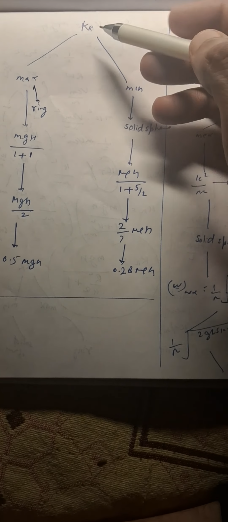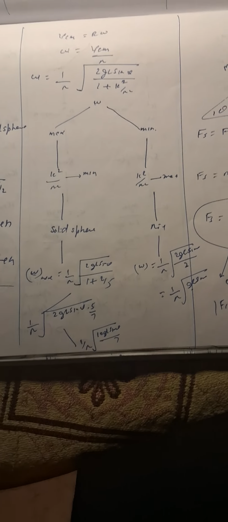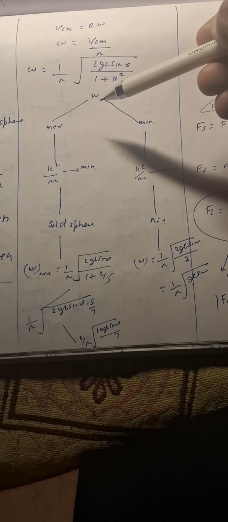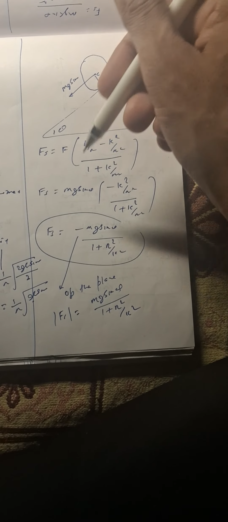Then calculation of friction in different cases, maximum minima condition, kinetic energy of rotation for maximum minima conditions for them. And then we have analysis of angular speeds, maximum minima, omega max, omega minimum. Then analysis of friction.